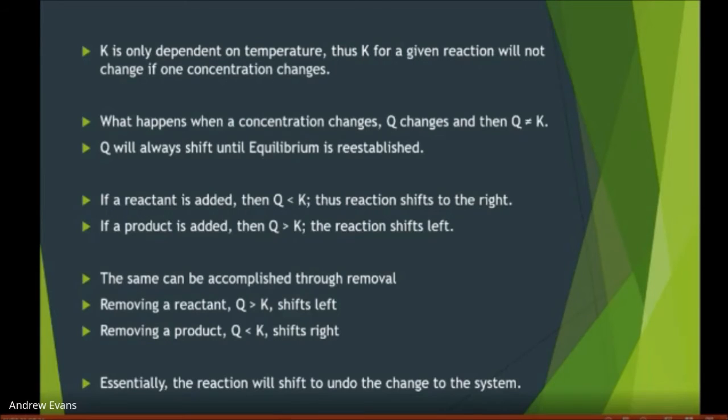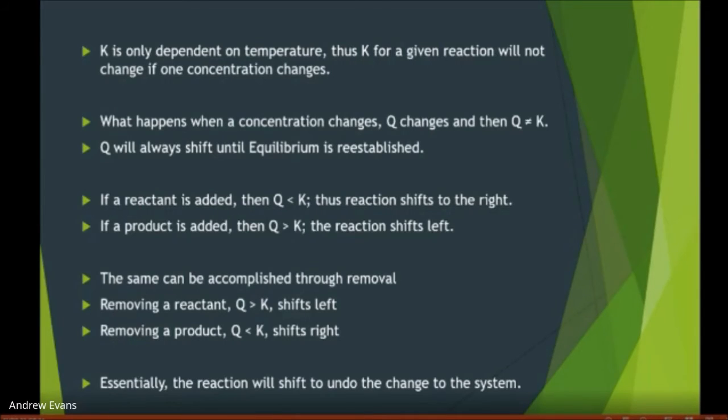Essentially, the reaction will shift to undo the change you did. It's like a little robot coming behind and sweeping up after your mess. You come in and dump some trash over here. You have your Roomba come by and try to fix it, to clean the room up to where it was before you came in and junked everything. So you add a reactant, the reaction tries to remove it again. You remove a product, the reaction tries to add it back again to get things back in balance.